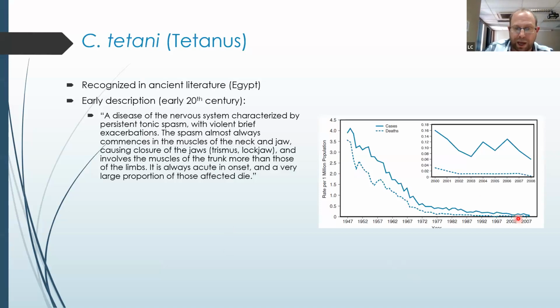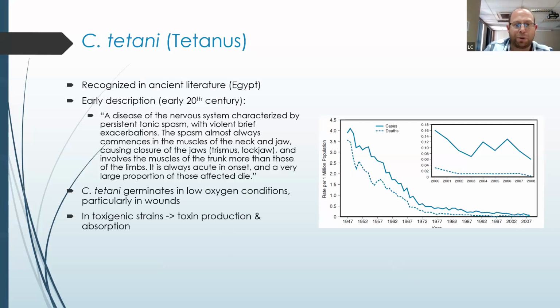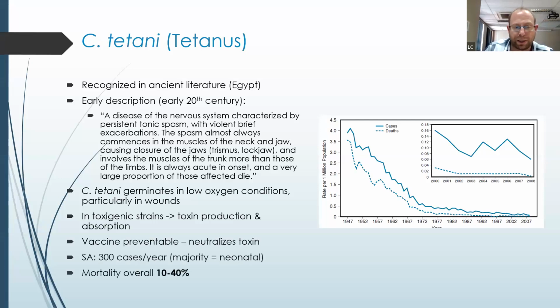However, with the vaccine introduction, we've seen a dramatic decrease in the number of cases in most parts of the world. So Clostridium tetani germinates in low oxygen conditions, particularly in wounds. And again, in toxigenic strains, toxin production and absorption is the mechanism of disease. Not all Clostridium tetani actually is toxigenic. It is vaccine preventable. We know the vaccine neutralizes the toxin, and we still see around 300 cases a year, the majority of which are neonatal. Mortality is still pretty high, between 10 and 40%.